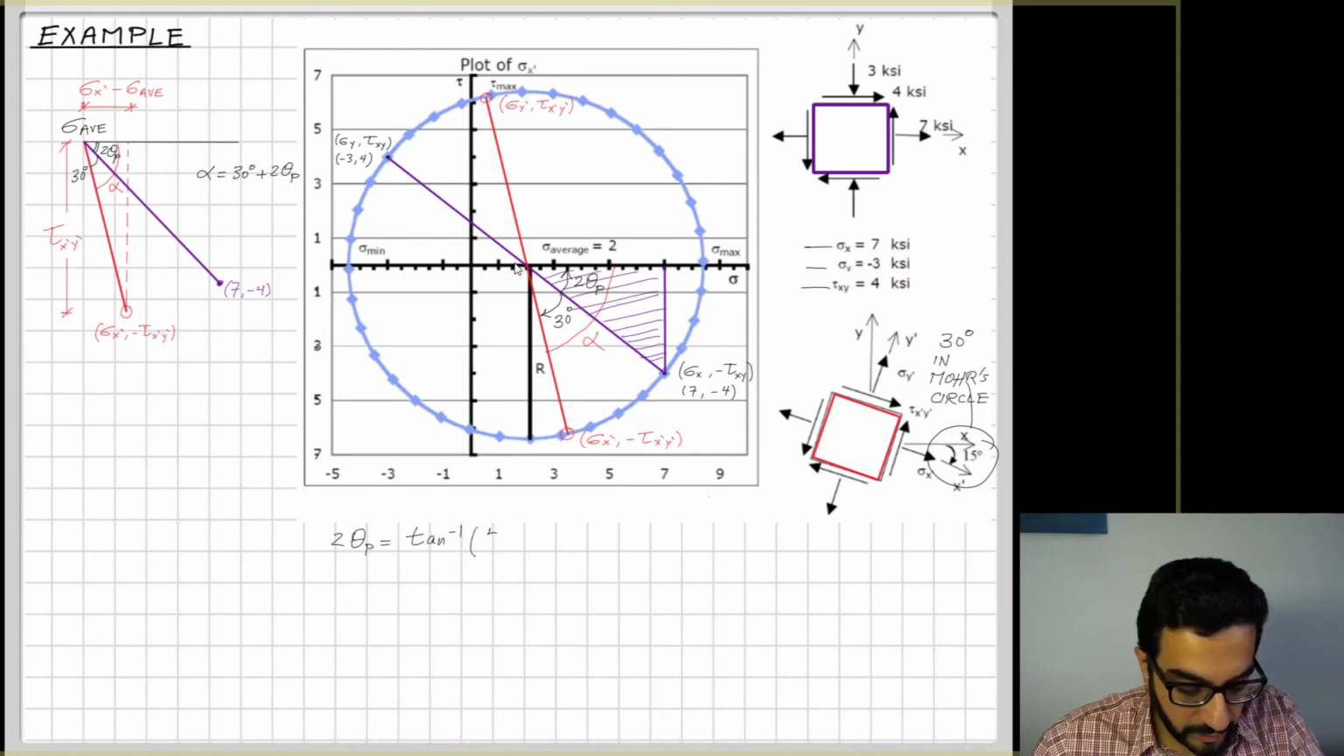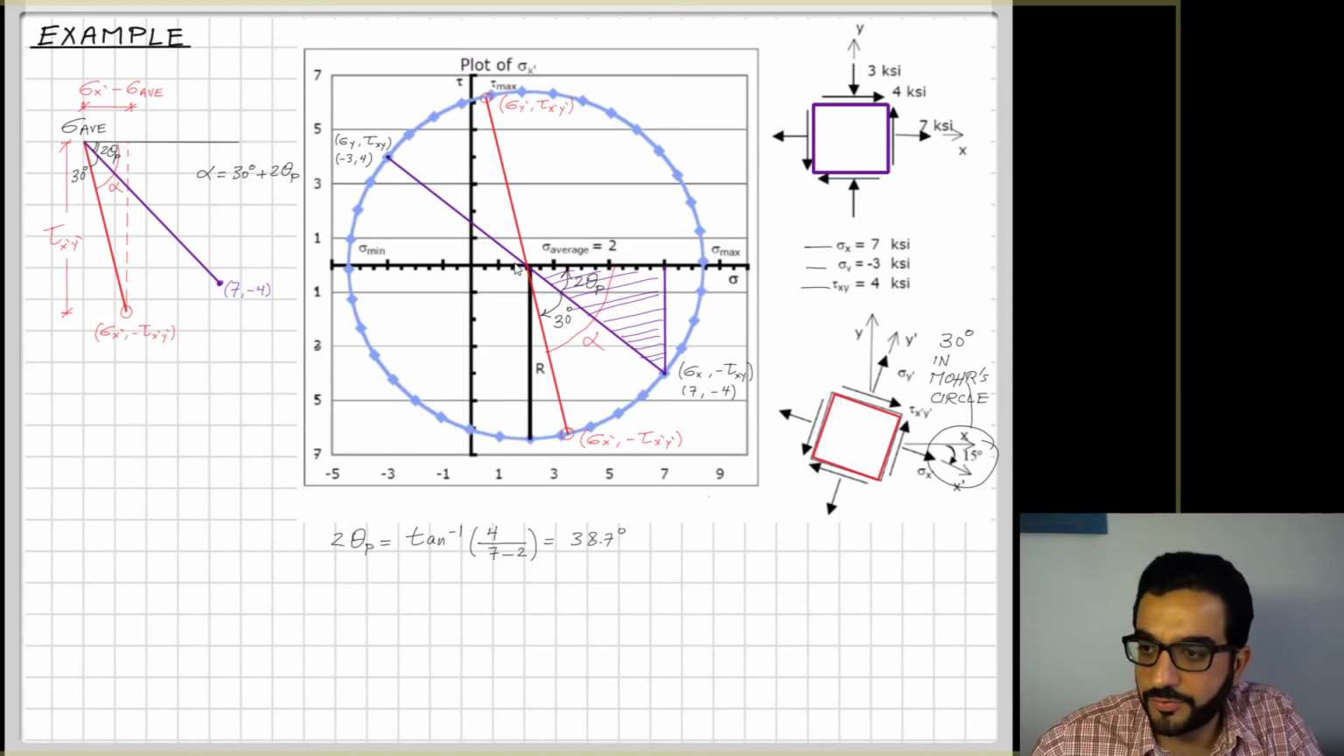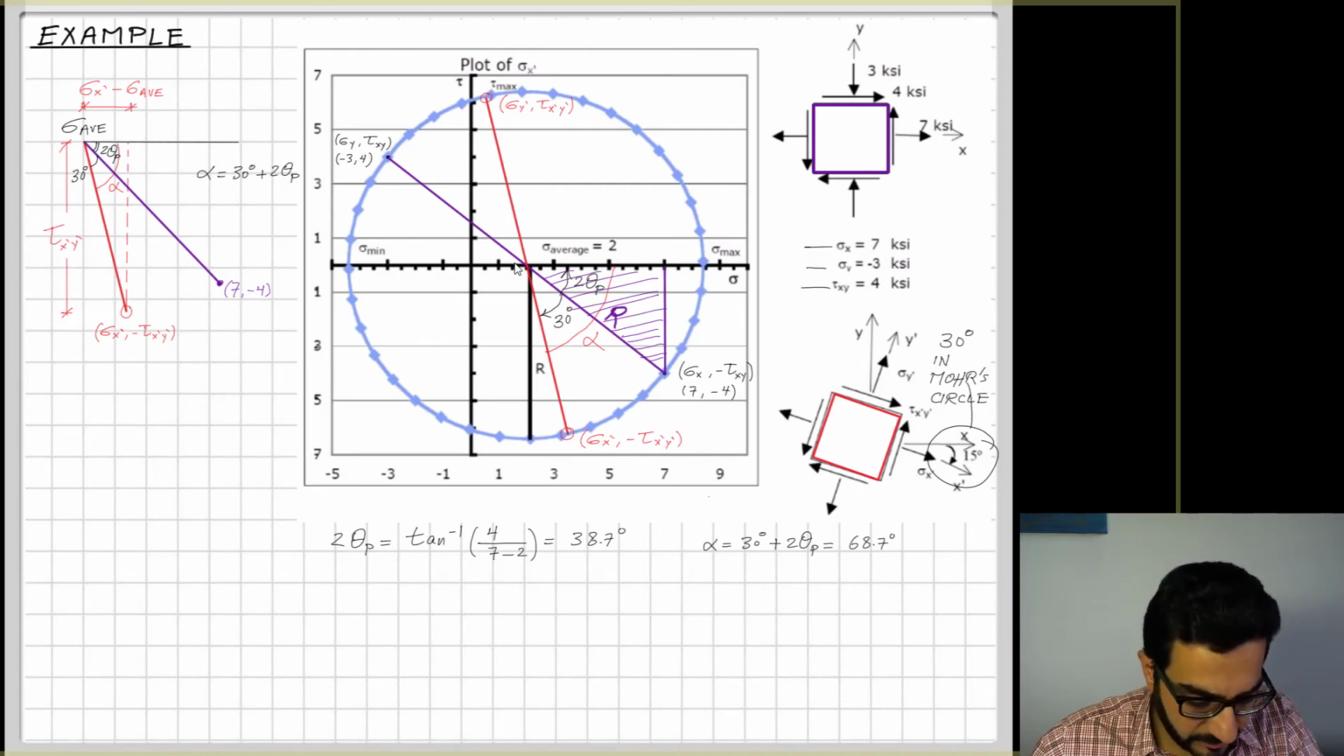To calculate 2 theta p, I deal with this hatched triangle here, and it's equal to tan inverse of the height of this triangle, which is the coordinate of tau xy, 4, and I'm dealing here with absolute value, divided by the base of the triangle, which is the difference between sigma x and sigma average, so 7 minus 2. You end up with 38.7 degrees. So we have now 2 theta p, and we'll be able to figure out alpha of the red triangle that we discussed before. So alpha will be 68.7 degrees.